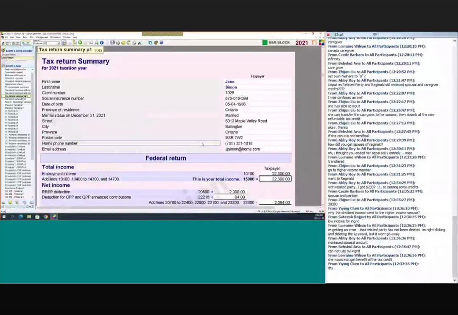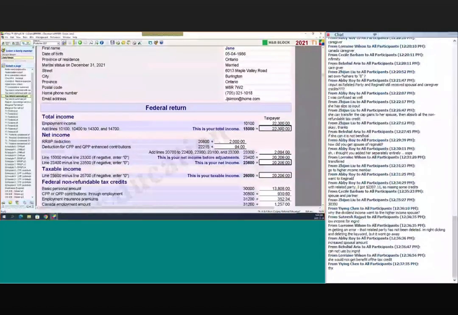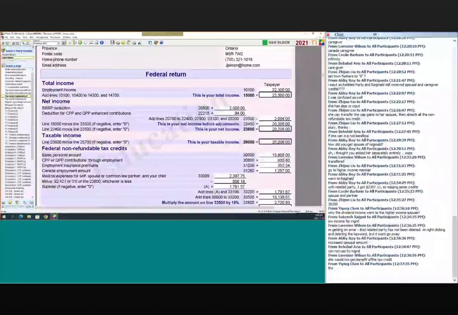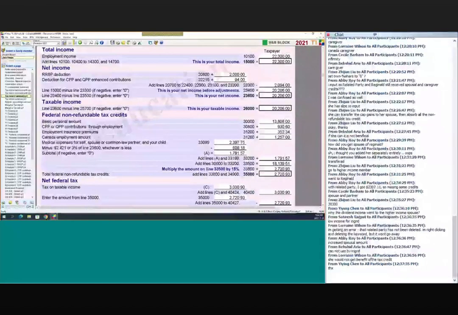So let us look at Jane's return first. There's her income. She has an RSP deduction of $2,000, CPP enhanced deduction. This is her taxable income. So she can claim the refundables of personal amounts, CPP, EI, and medical expenses.